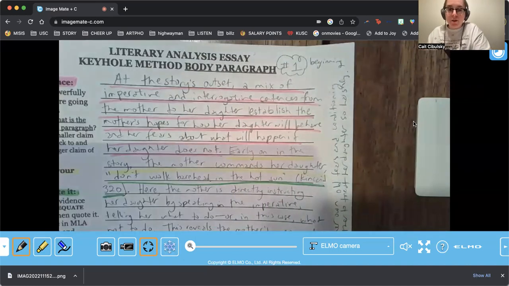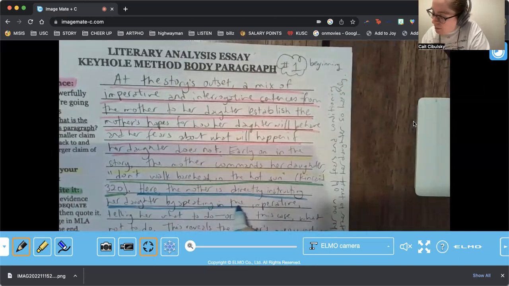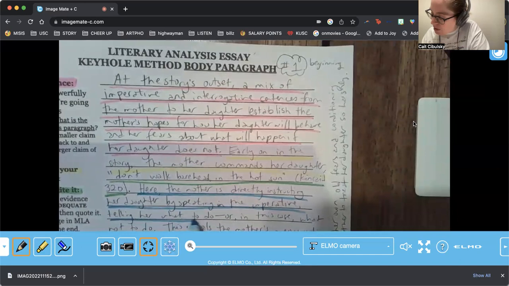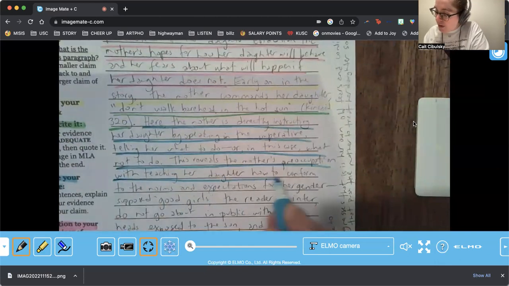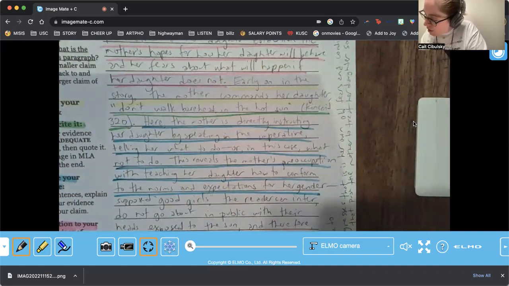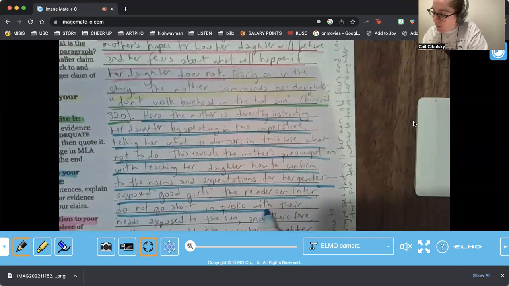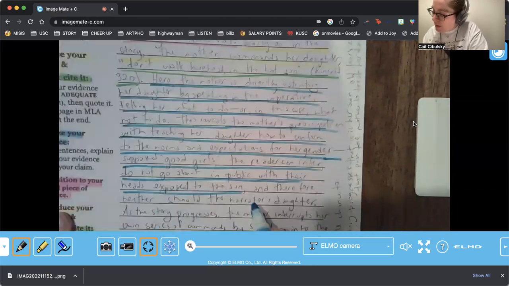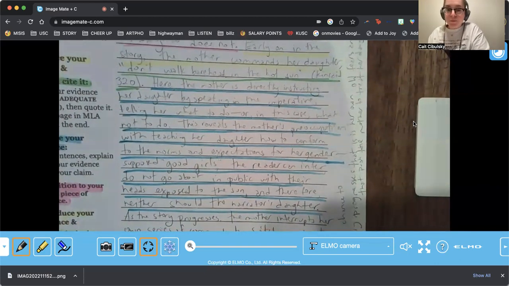We're going to analyze that first quote. Here, the mother is directly instructing her daughter by speaking in the imperative, telling her what to do, or in this case, what not to do. This reveals the mother's preoccupation with teaching her daughter how to conform to the norms and expectations for her gender. Supposed good girls, the readers can infer, do not go about in public with their heads exposed to the sun, and therefore neither should the narrator's daughter.